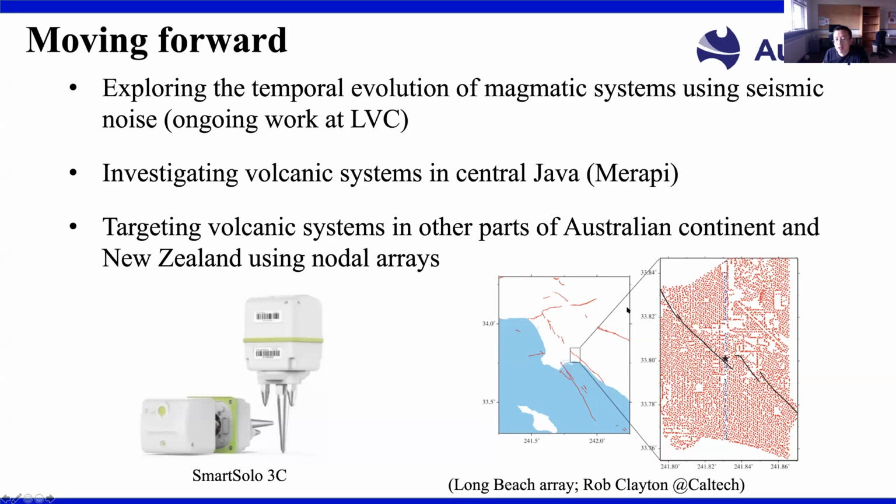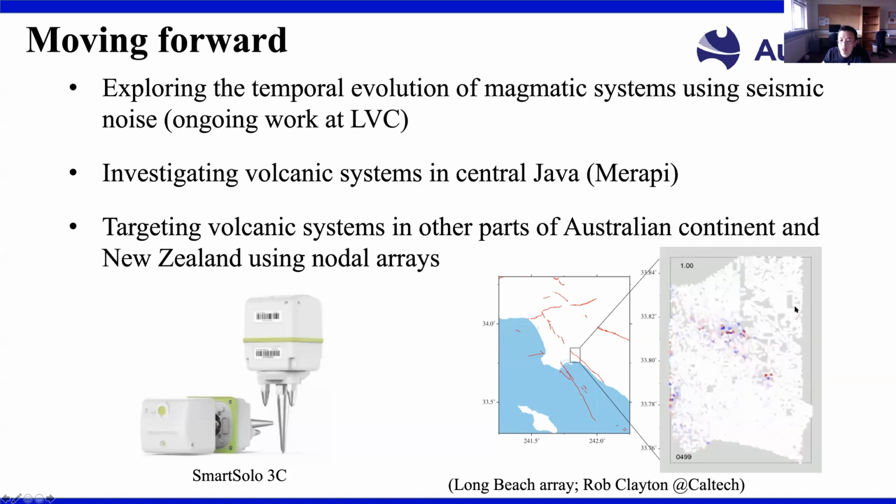The last figure here just shows you the power of having so many sensors around one region. This is the Long Beach array, which has more than 5,000 sensors in a very small region, maybe a few kilometers by a few kilometers. What really makes it powerful is that you are not just recording the ground motion of surface waves in one location, but in every location. So that's the wavefield.